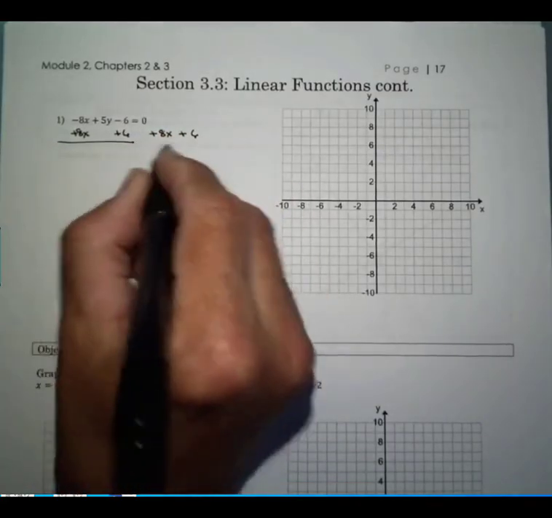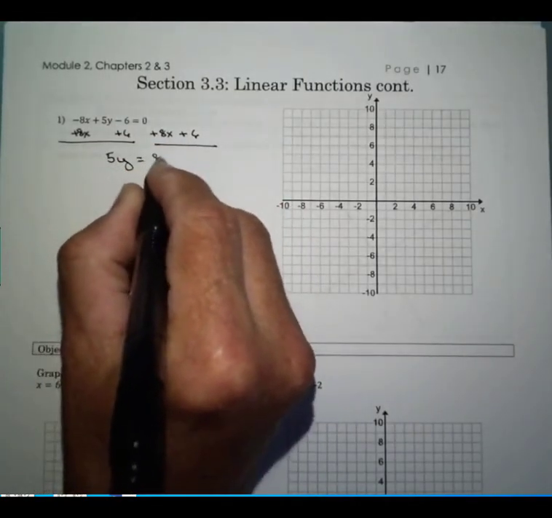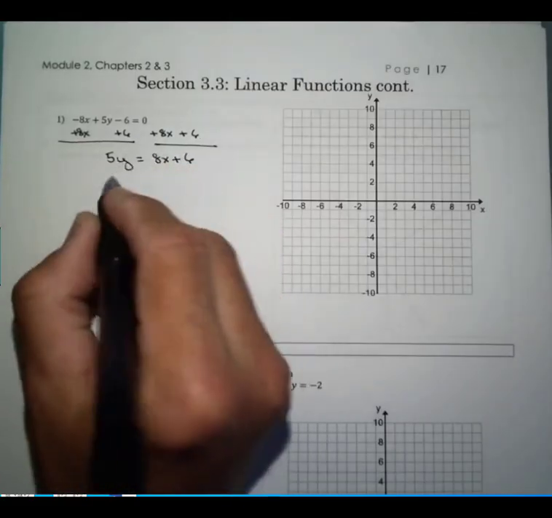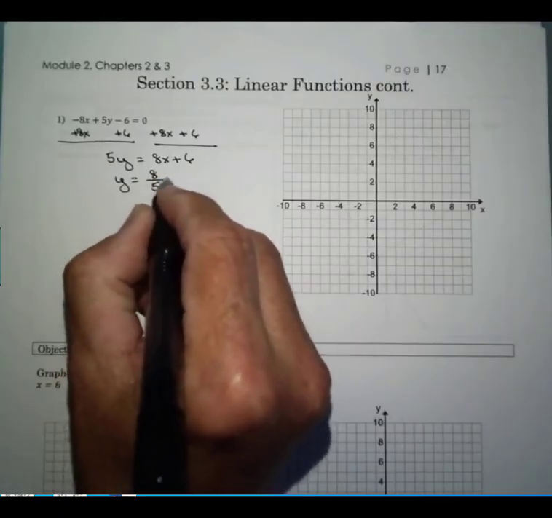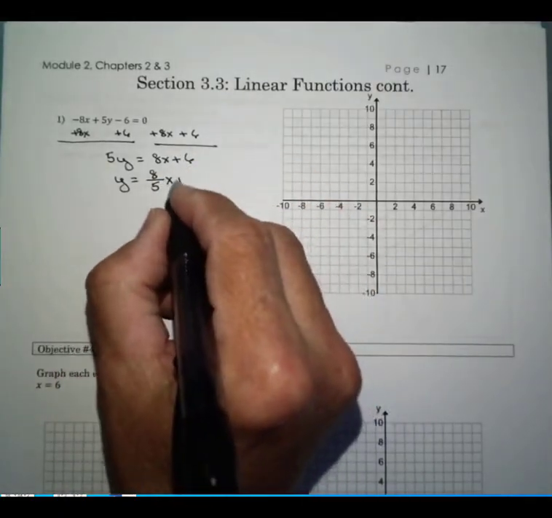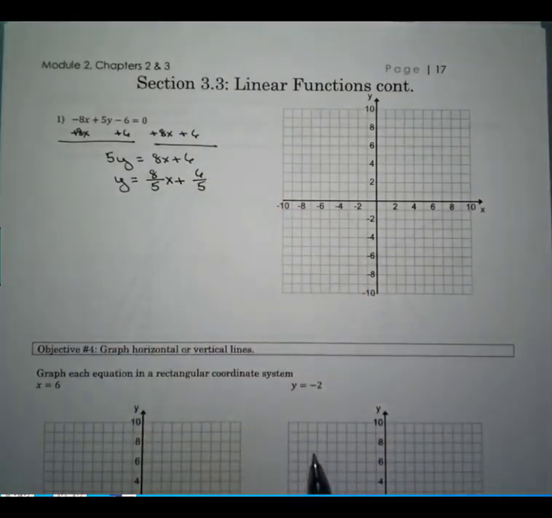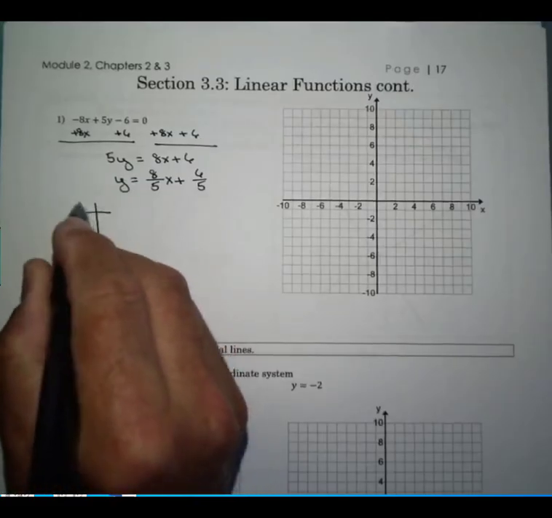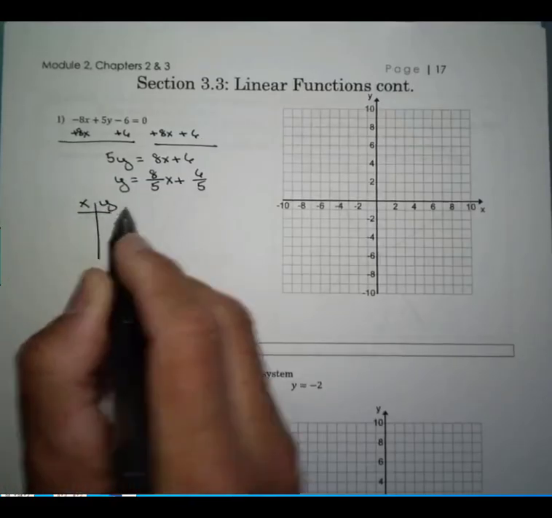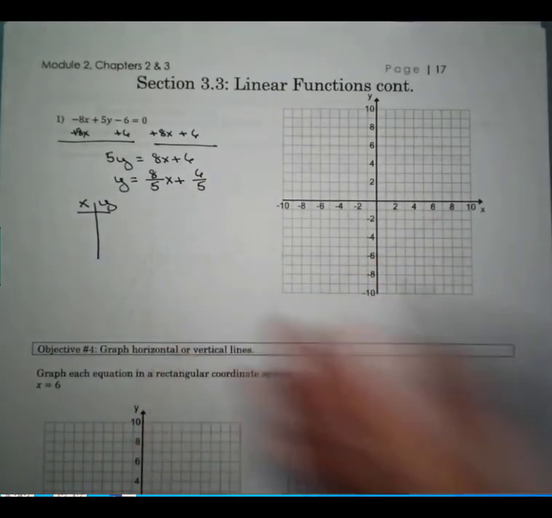That's going to give me, when I do this, 5y is equal to 8x plus 6. And then I divide everything by 5, and I get a slope of 8 over 5 x, which is not bad. But then the y-intercept is not easy to find because it's not a whole number, right? So what can we do? Well, we could plot different points. We could substitute values in for x and find out what y was, and then hope they came up on our graph, and you know how to do that. So I'm not going to do that right now.